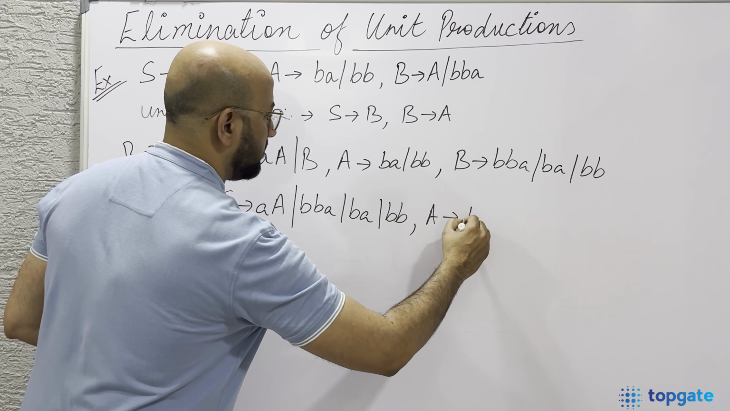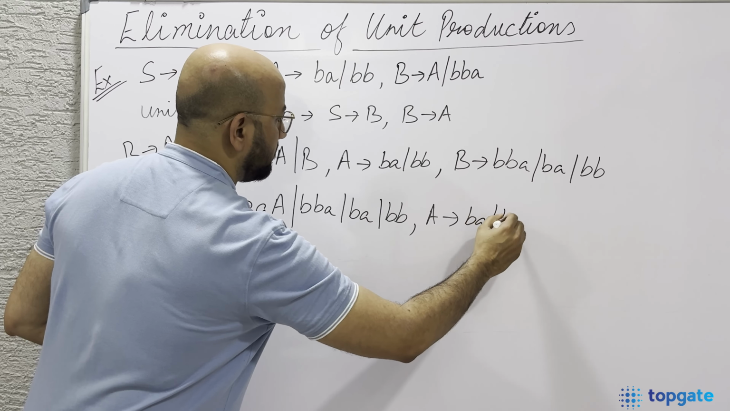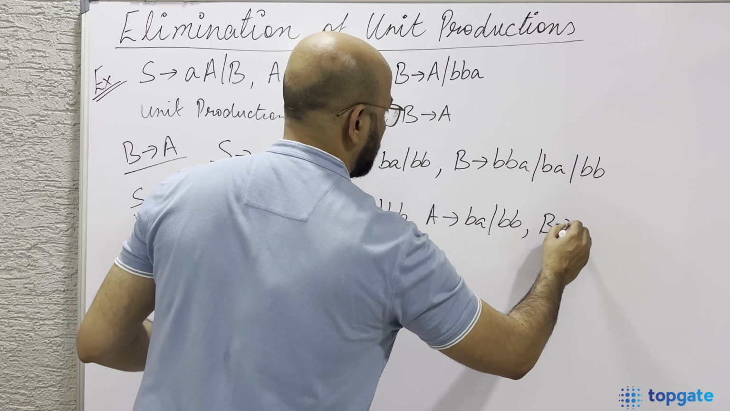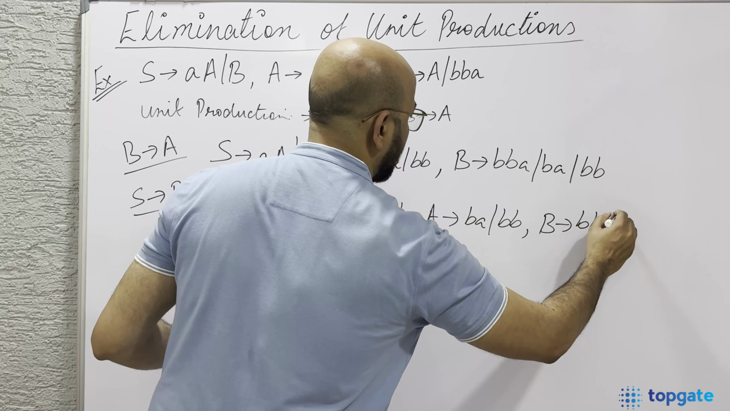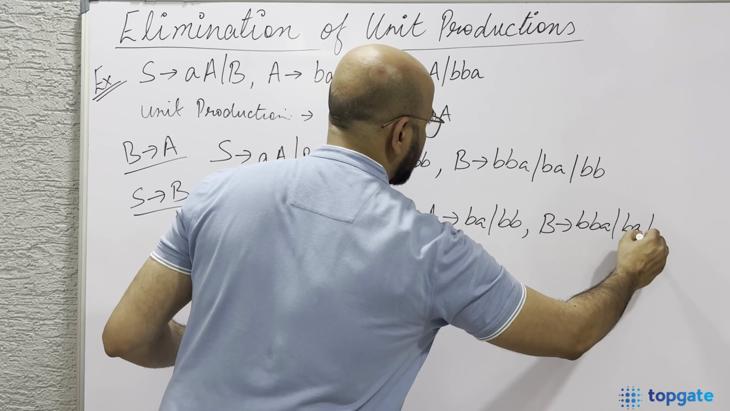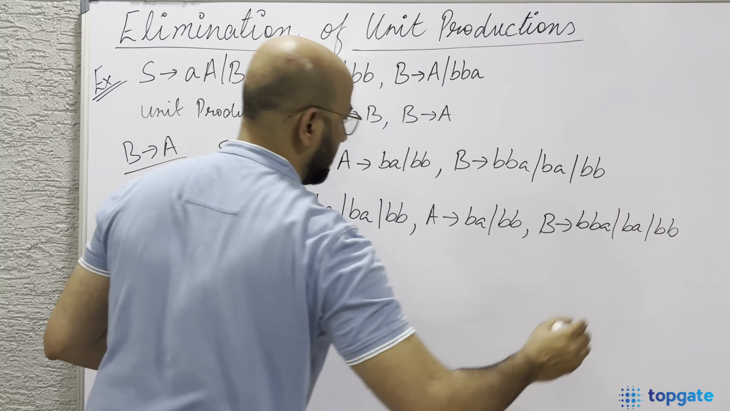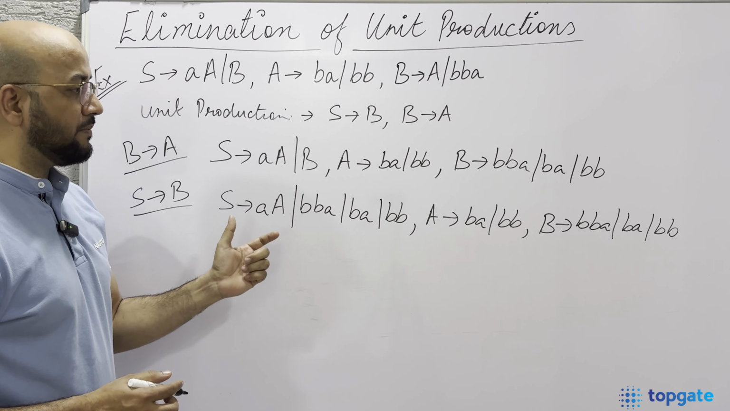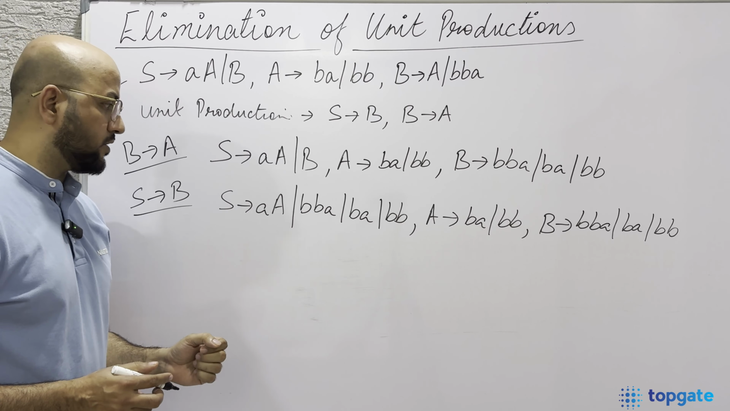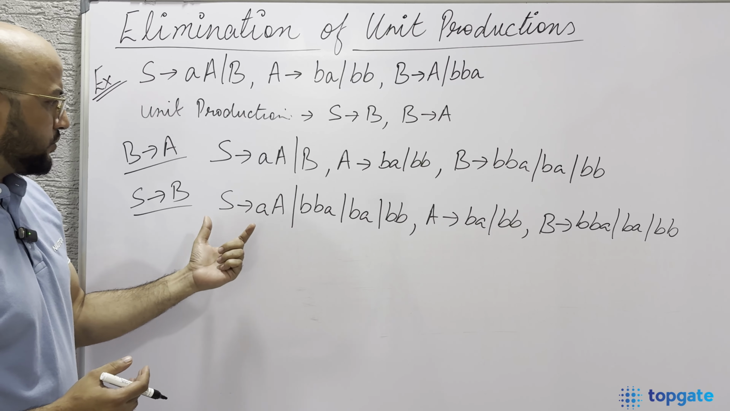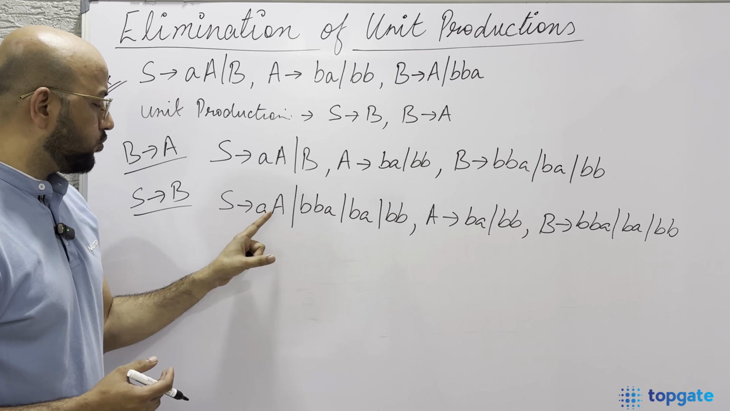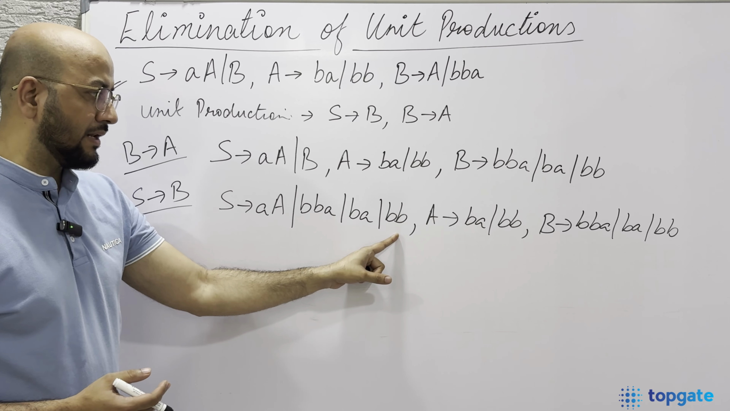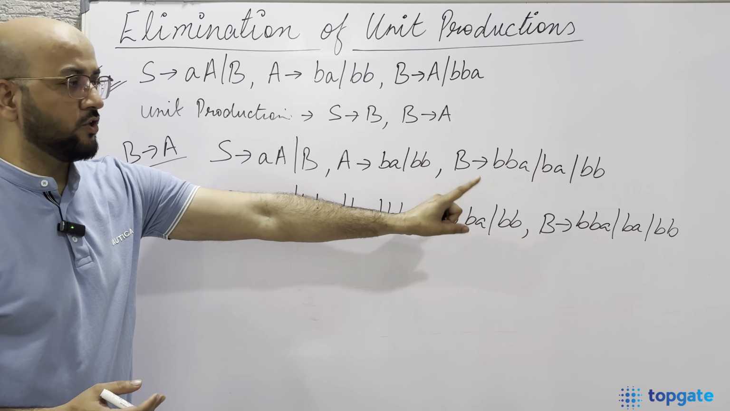A tends to BA slash BB, and then B tends to BBA slash BA slash BB. So this is my final context-free grammar after the elimination of all the unit productions. Now, if you analyze this one, you can see that from S you can go on to A, but there is no way to go on to B. Clear? That means B becomes my useless symbol.